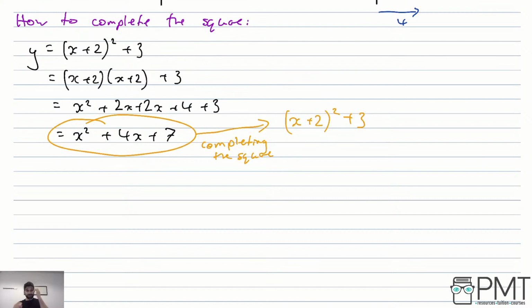So we are writing it in a form that has a squared bracket plus or minus something else. So this is the idea, and we'll do an example of how to do it, and you will see that it's useful for the two cases that you need to know: solving quadratic equations and finding turning points of curves.